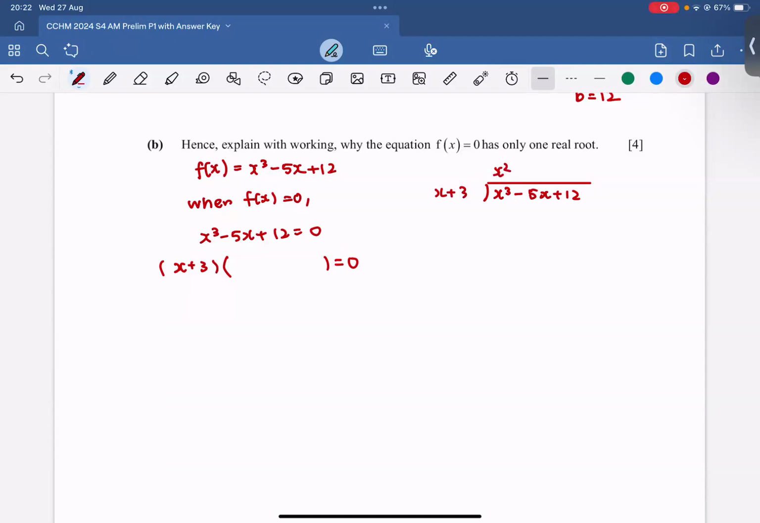So x squared, x cubed plus 3x squared. We will have minus 3x squared, bring down the minus 5x plus 12.